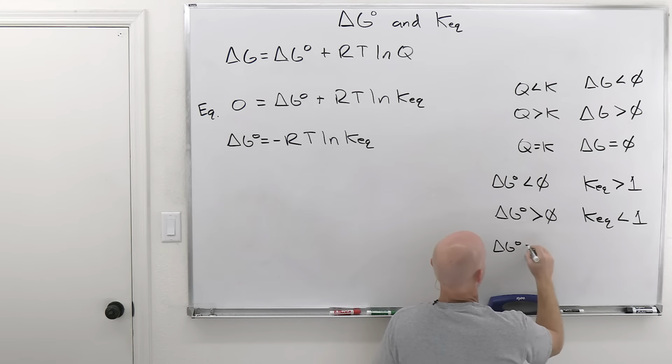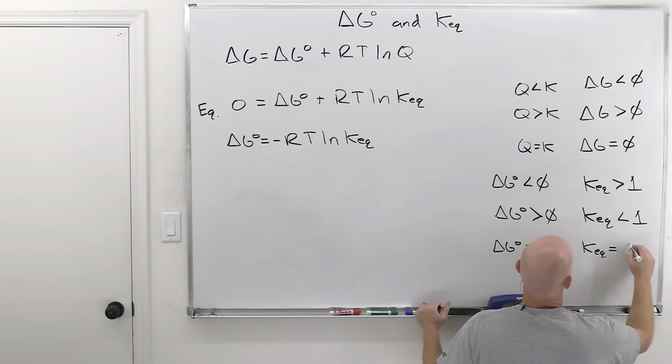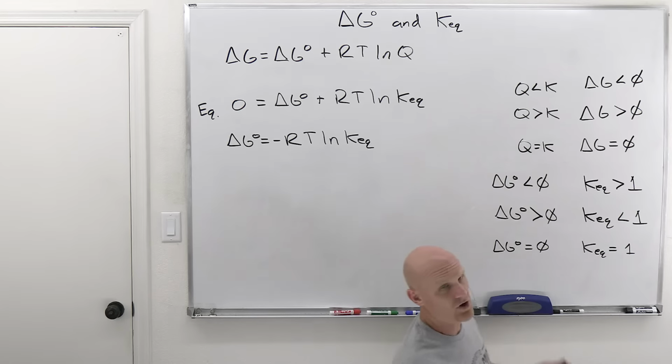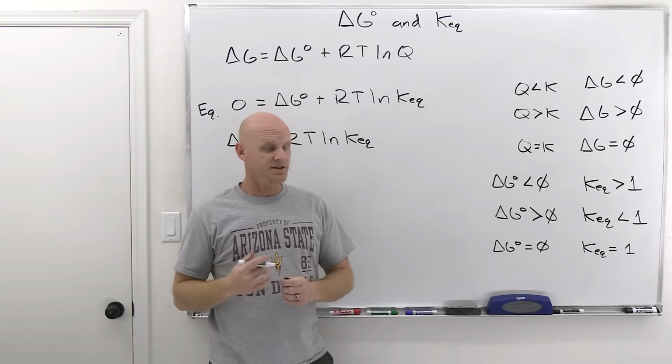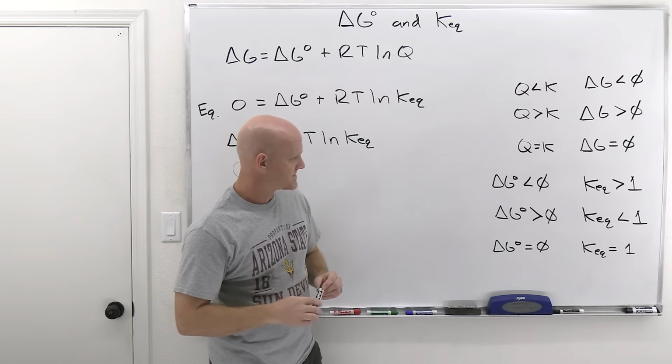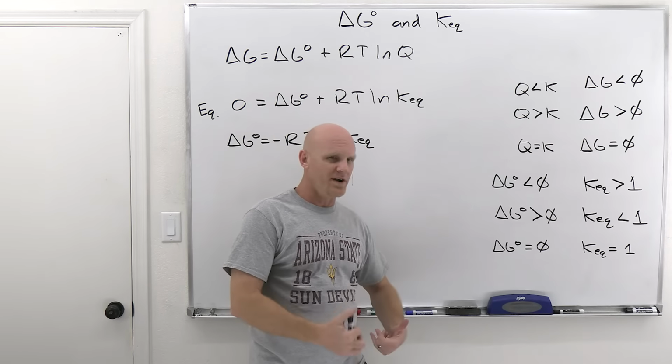And if, on the odd chance, you have one of those oh so rare reactions where delta G standard just happens to be really close to 0, well, that's when your equilibrium constant would equal 1. But again, not a lot of reactions. Most reactions you're going to have an equilibrium constant that's definitely not equal to 1. So I just want to make sure you realize that equilibrium constants don't have to equal 1.